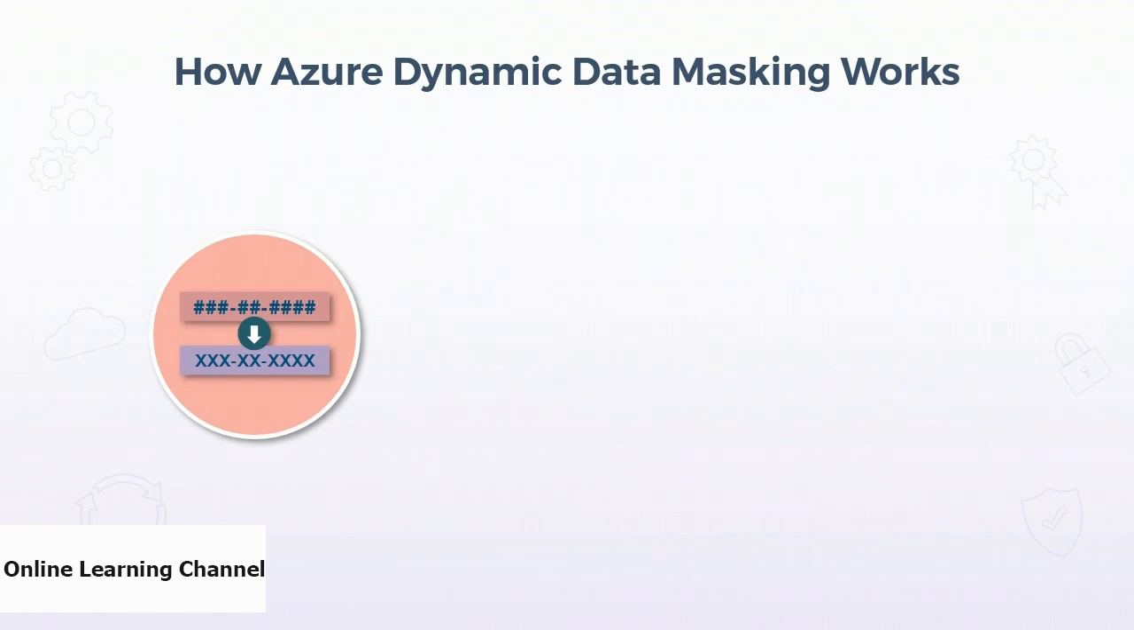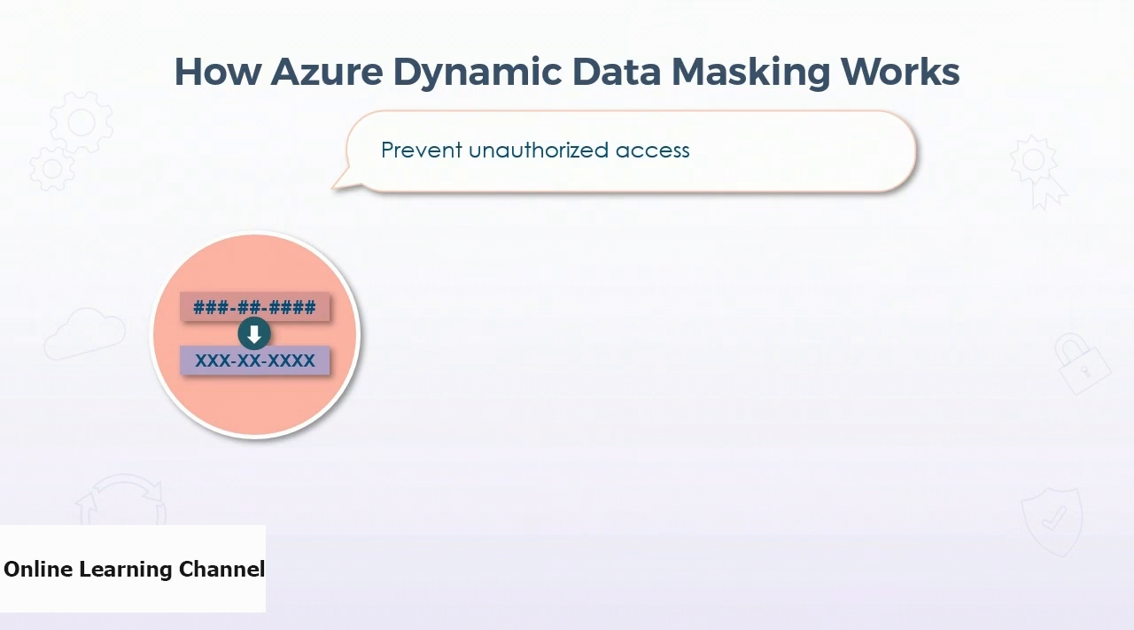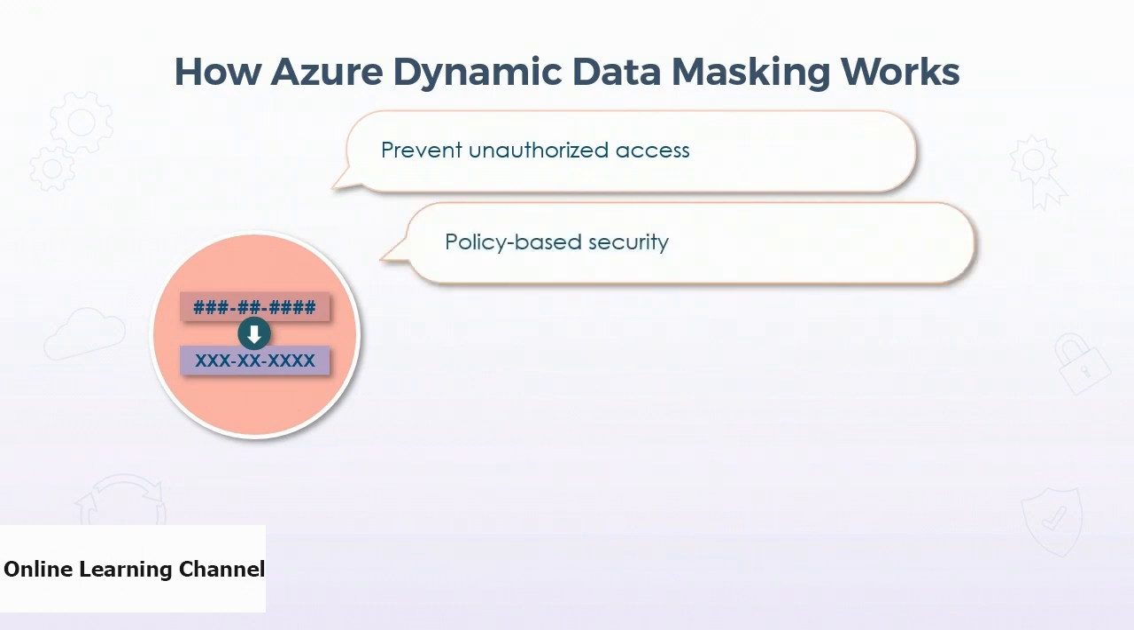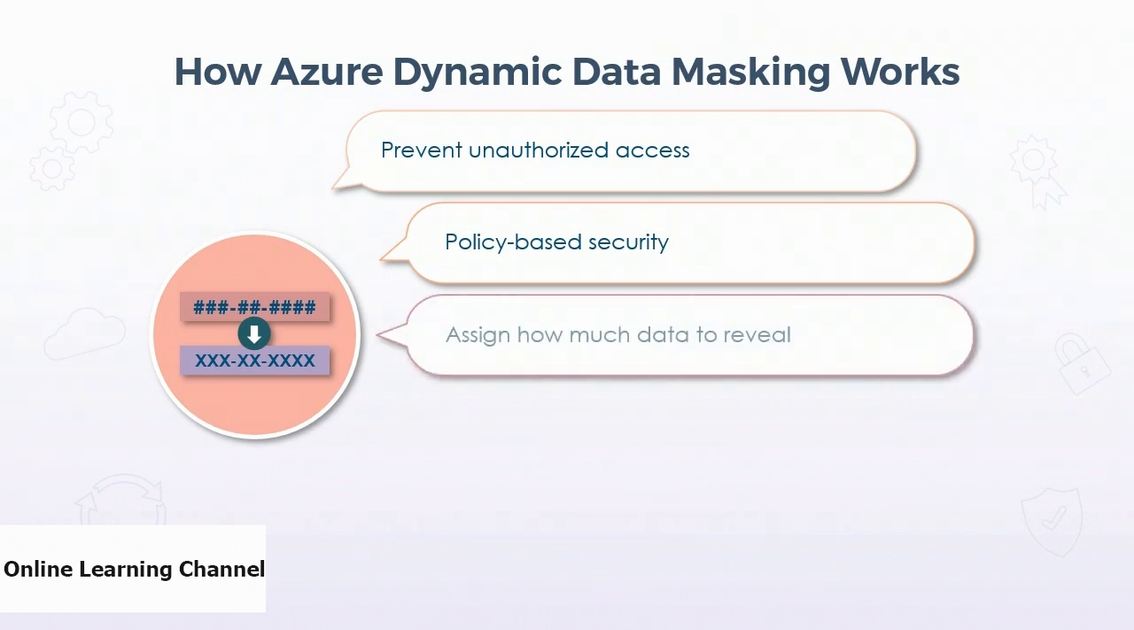Well, the first thing to really understand is that dynamic data masking works by preventing unauthorized access to specific pieces of data in your dataset. And this is all policy-based security too. So what that means is that you can create actual policies that will dictate which pieces of data can be seen by which users and masked to others. But more than that, you can use these policies to actually assign how much data to reveal. So remember the credit card example? Well, with a policy, you can dictate how much of the credit card number to reveal to users that don't have permissions to the entire dataset.